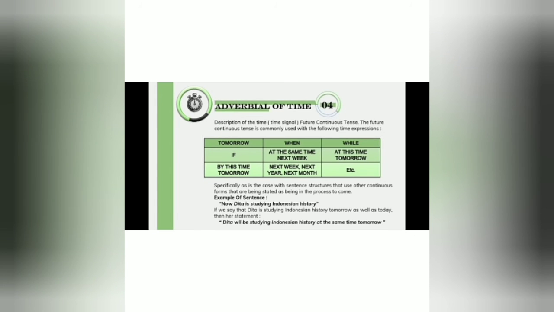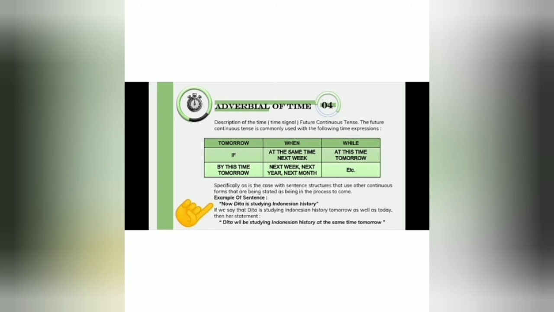Adverbial of time. Description of the time, future continuous tense. The future continuous tense is commonly used with the following time expressions: tomorrow, if, by this time tomorrow, when, at the same time, next week, next year, next month, while, at this time tomorrow, etc. Specifically, as is the case with sentence structures that use other continuous forms, the action stated is in the process of happening.